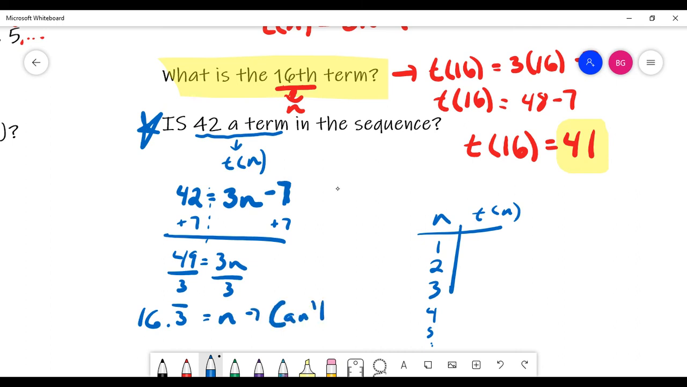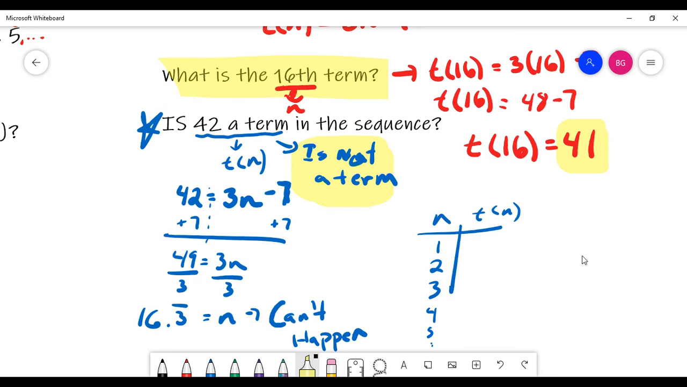So what we say here is 42 cannot be a term. So 42 is not a term. That is our answer here. 42 is not a term.